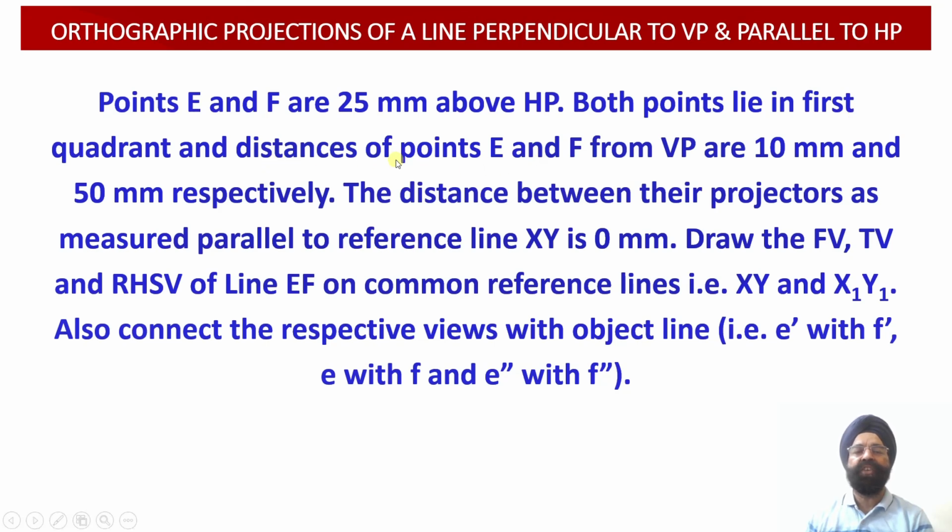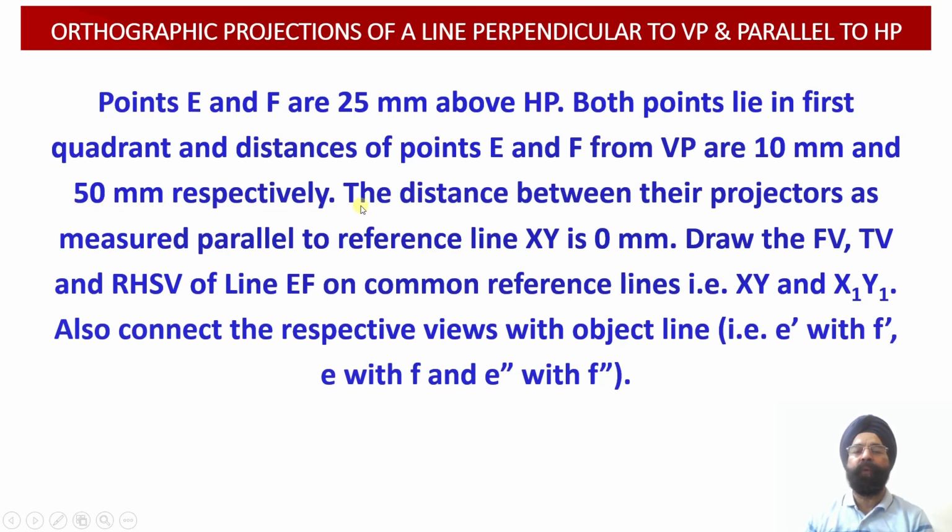And the distances of the points E and F from the vertical plane happen to be 10 millimeter and 50 millimeter respectively. That is, the top view corresponding to the point E, that is small e, will be located 10 millimeter below the XY reference line, and the top view corresponding to the point F, that is small f, will be located 50 millimeter below the XY reference line.